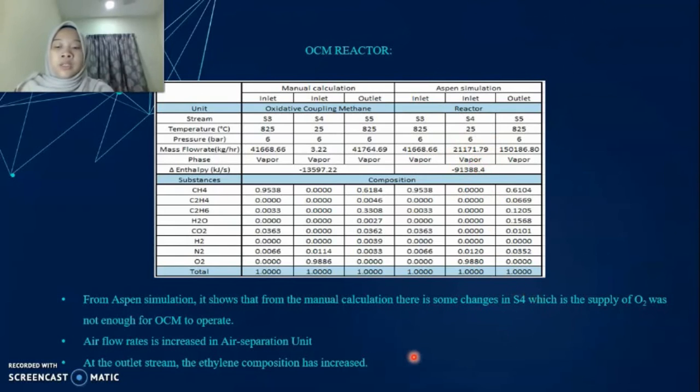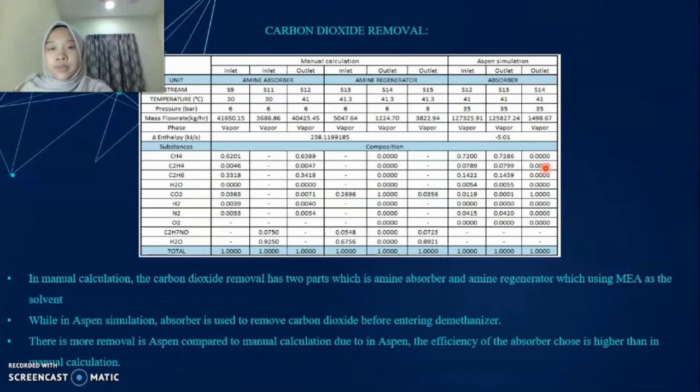So there is an increase in ethylene composition from the changes that have been made. The other components are also increased because the outlet stream flow rate is also increased. So next is the carbon dioxide removal.